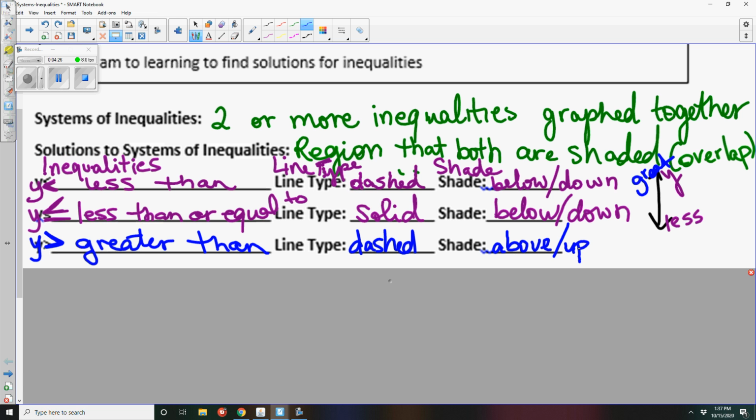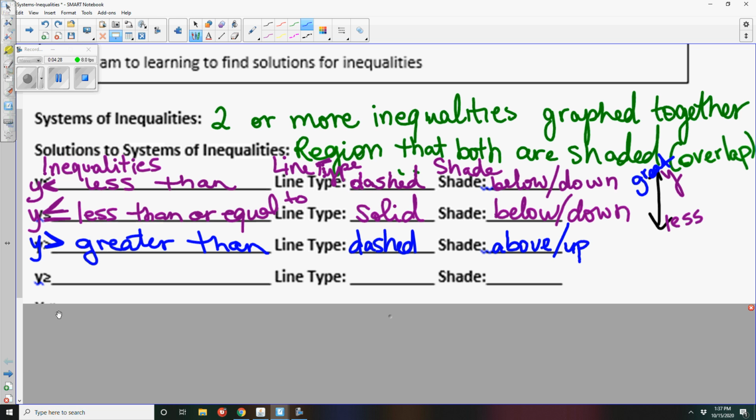And we got greater than, which means our next one's going to be y is what? Greater than or equal to. Alright. So now that we're equal to it again, what type of line are we going to have? Solid, very good. And we're greater than, so where are we going to shade? Above it or up? Once again, however you prefer to say it.